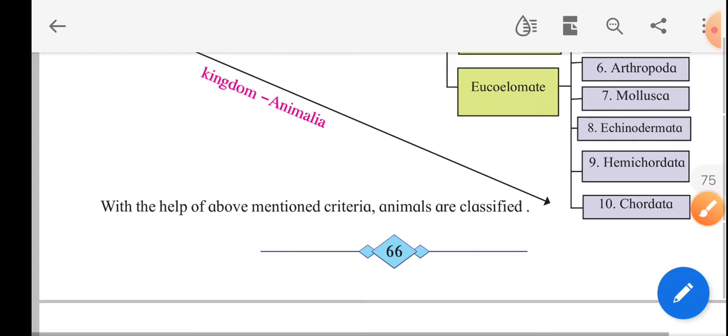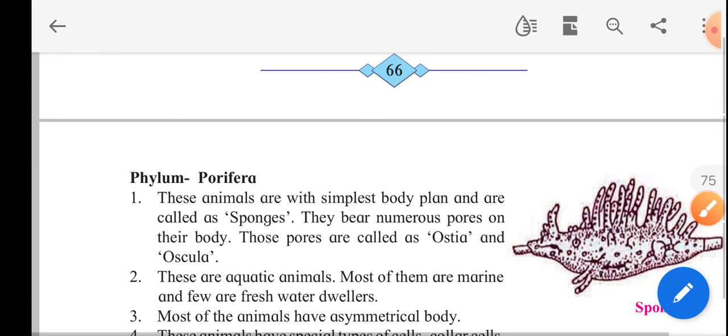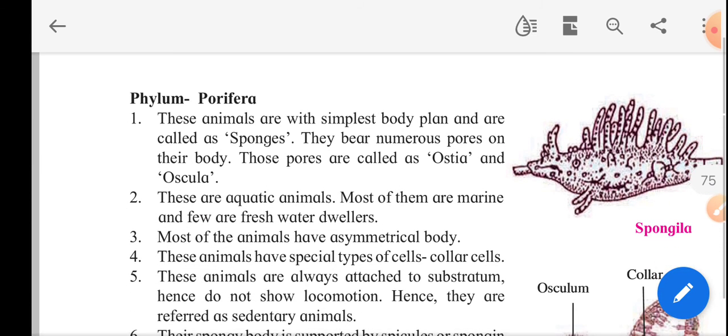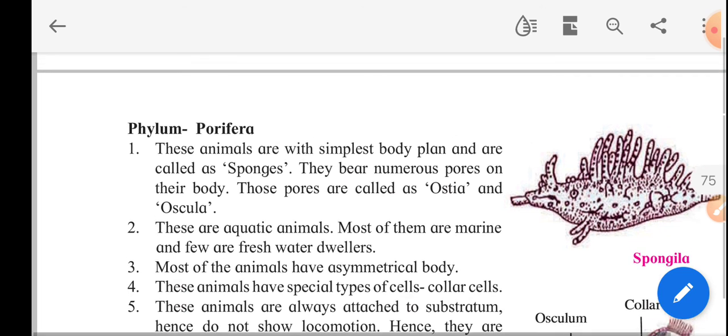In the next video, we are going to see the different phyla and discuss their characteristics. So in this video, only this much.